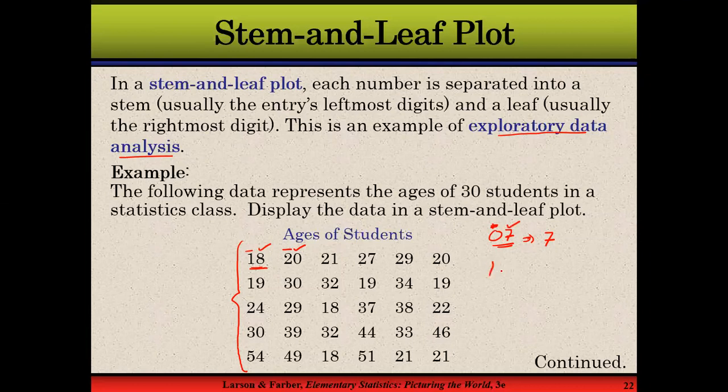You can also have three-digit values, where the last digit is always the leaf and the rest is the stem. You can have 105.6, where 6 is the leaf and 105 is the stem. So the last digit is always the leaf and the rest of it is the stem. How can we convert this data set into a stem and leaf plot?